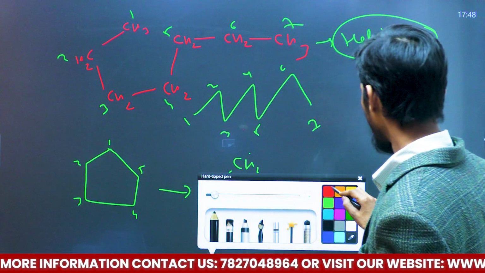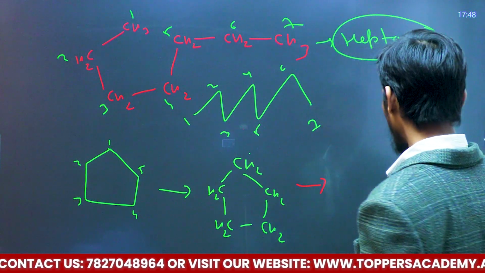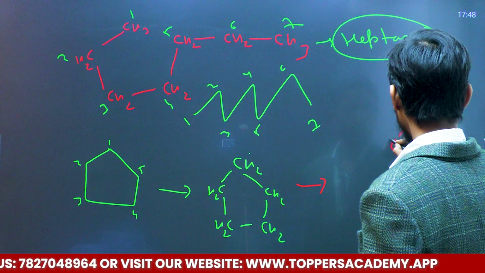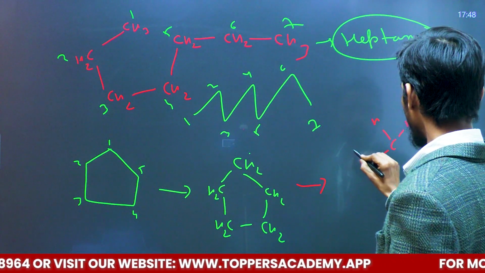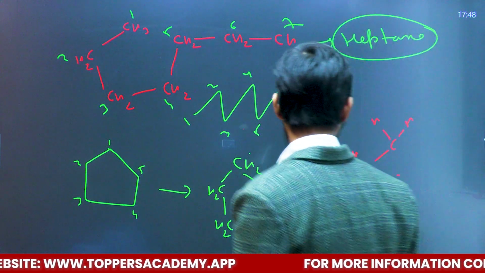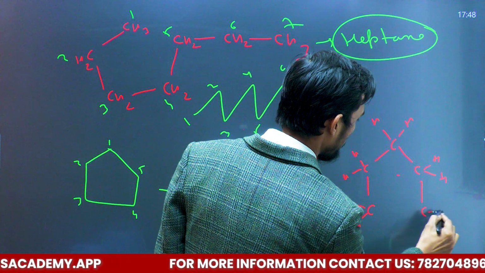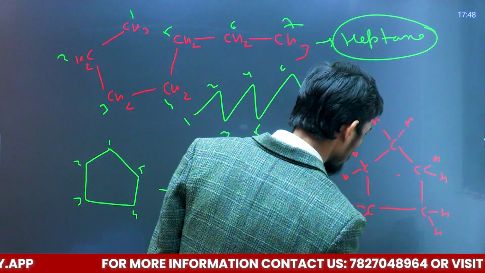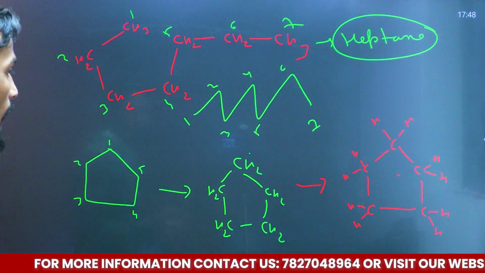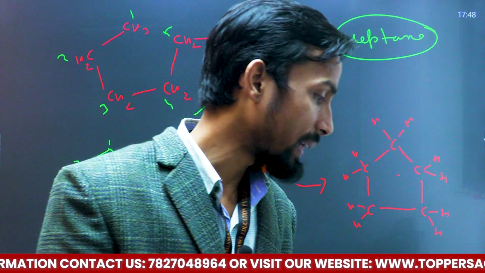This is like a condensed structure. If you want to see the complete structural formula, then we have to draw it like this: CH2, CH2, CH2, CH2, like this. So this is the way how we represent these condensed structure formula or complete structure formula.